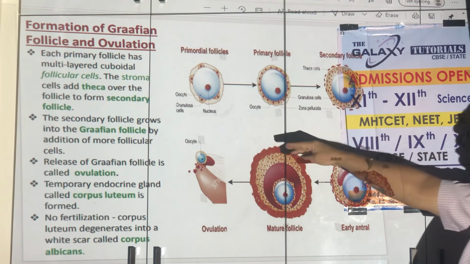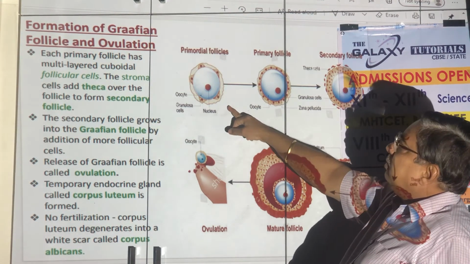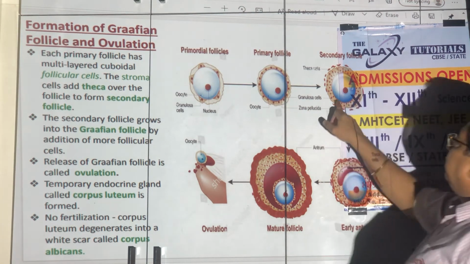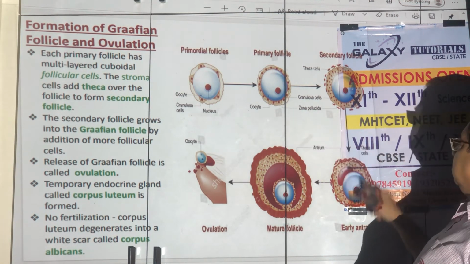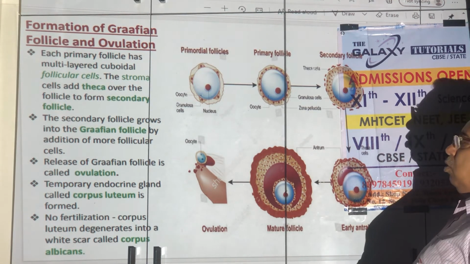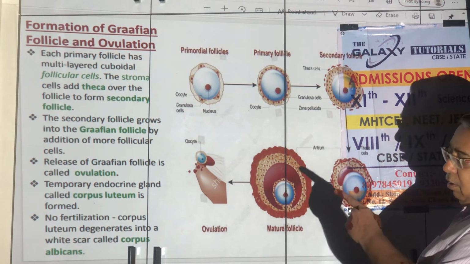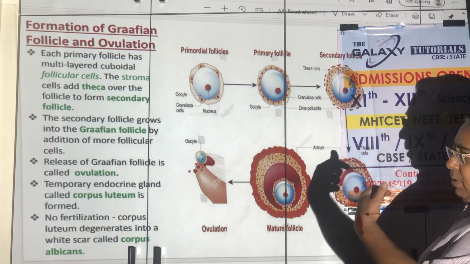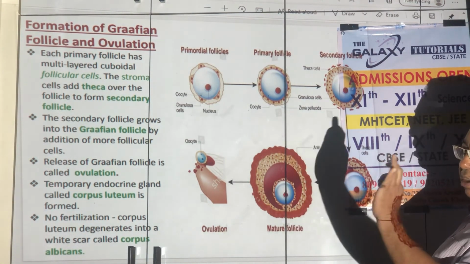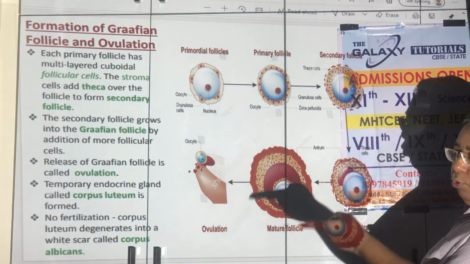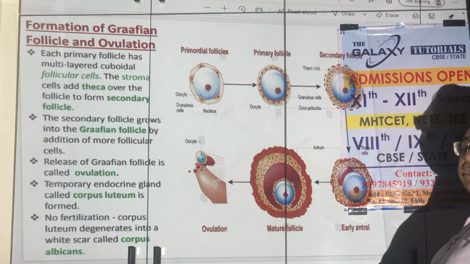First cuboidal follicular cells, then the stroma adds a theca, a layer, and the secondary follicle layer is formed. Then release is ovulation, and the temporary gland, which was shown in yellow, the corpus luteum, is formed. If there is no fertilization, the corpus luteum will become the corpus albicans, a white scar, a dot left behind. If there is fertilization, the one we drew in yellow will release hormones and will persist.